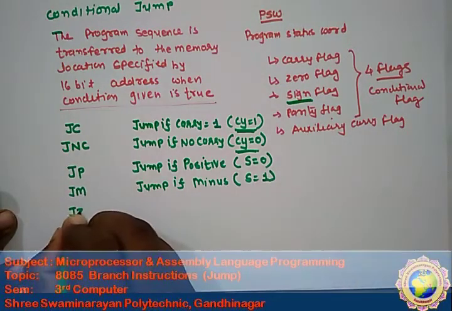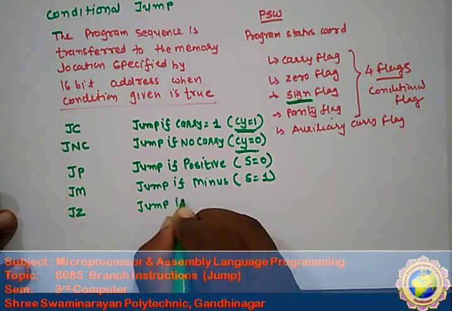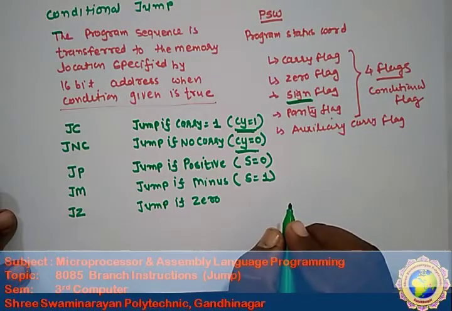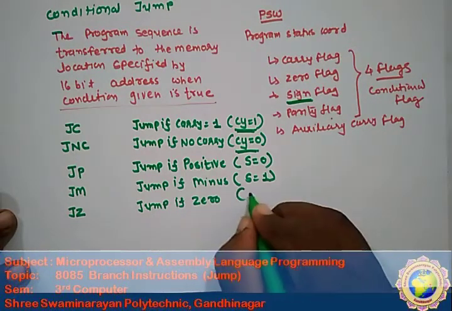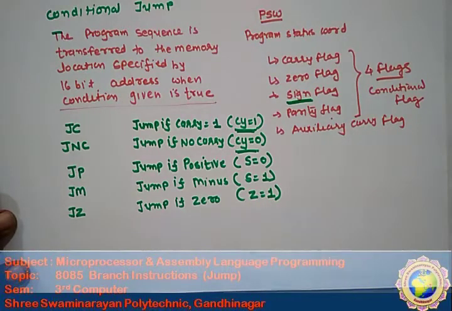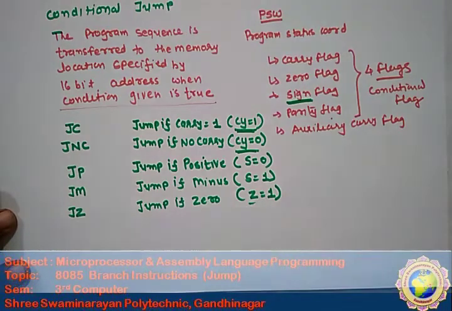The next is jump JZ. It's a jump if 0. JZ means jump if 0, which means the Z flag must be 1. The meaning of Z flag equal to 1 is that the contents of the accumulator are all 0. Okay.